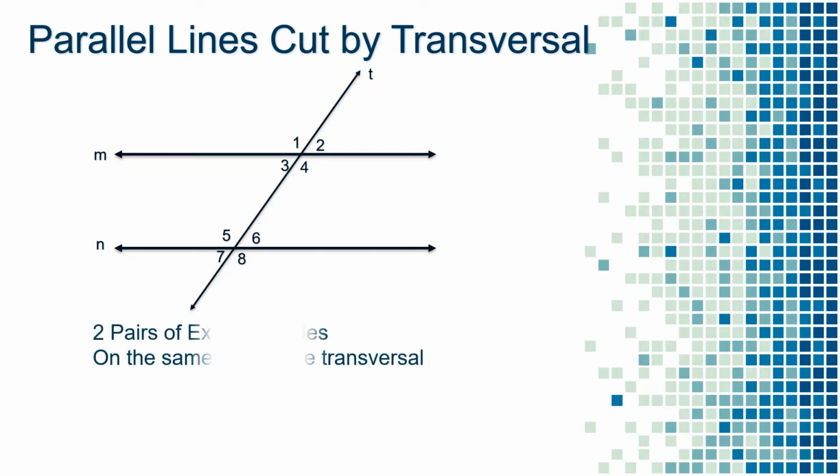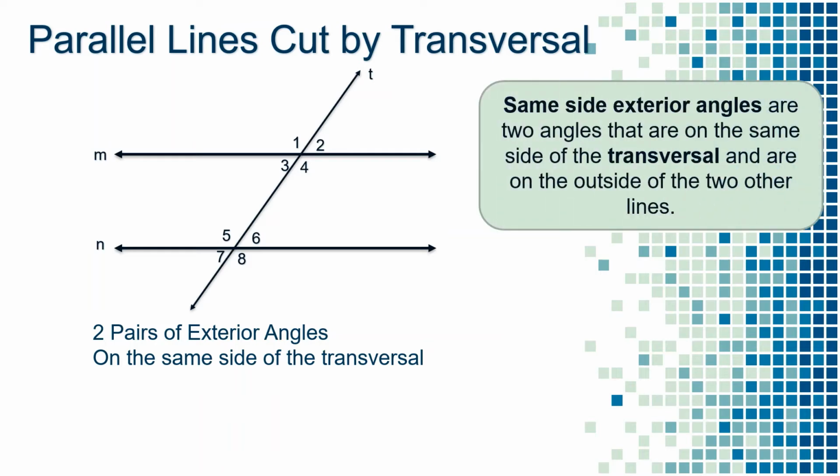We also have exterior angles on the same side of the transversal, or same side exterior angles. Same side exterior angles are two angles that are on the same side of the transversal and are on the outside of the two other lines. So let's say we have here exterior angles 1 and 2, 7 and 8. But we are talking about the same side of the transversal.